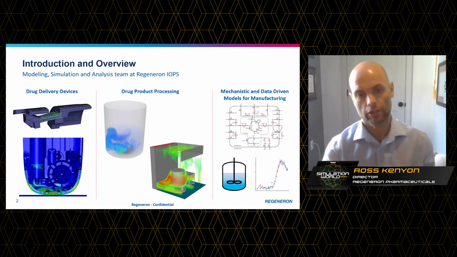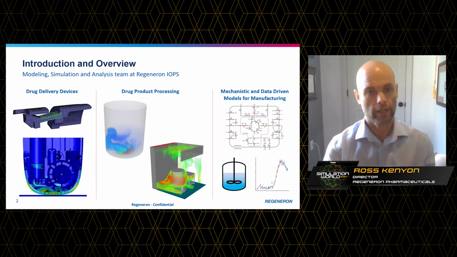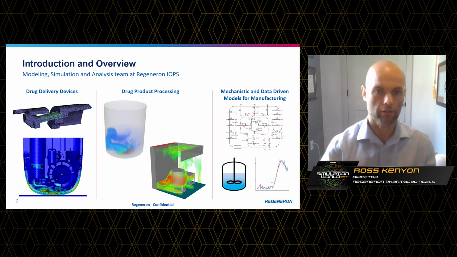The third area of focus for my team is in manufacturing. And here our efforts are focused on developing mechanistic models of the upstream or bioreactor process. We're using metabolic network models of the CHO cell and combining those with data-driven approaches to make better predictions for the upstream manufacturing process.